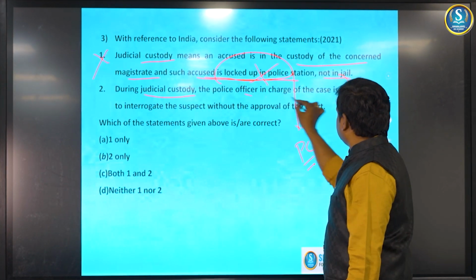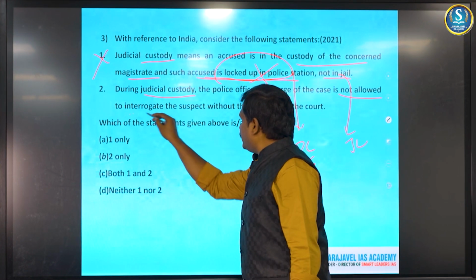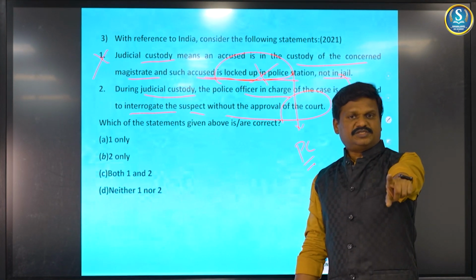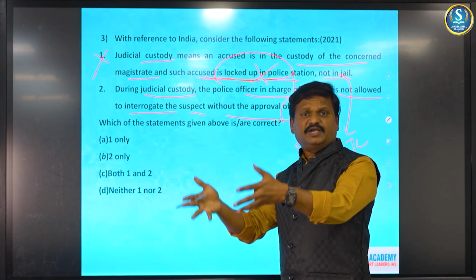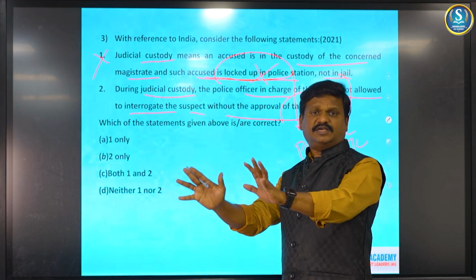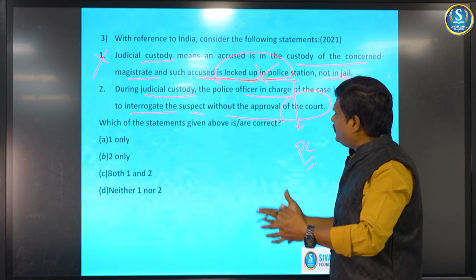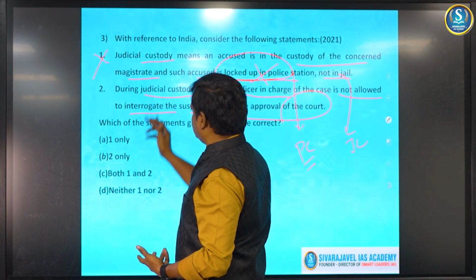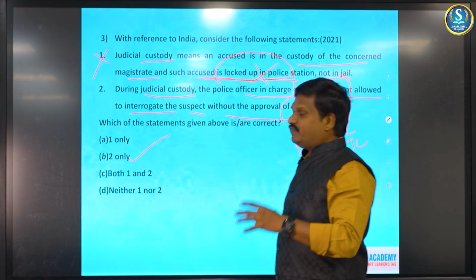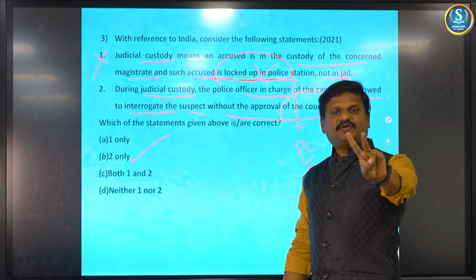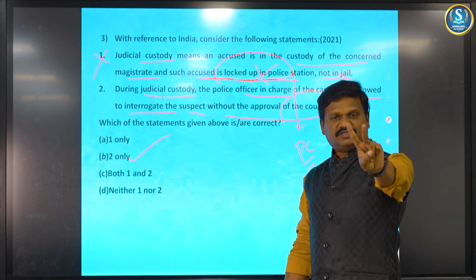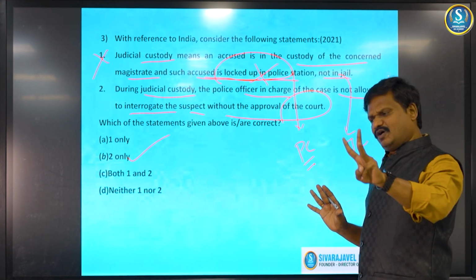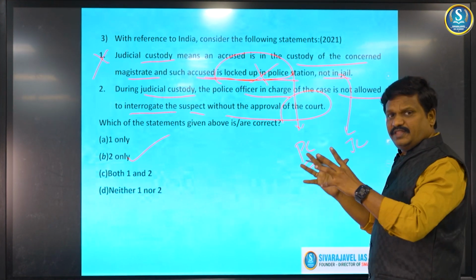Second statement: in judicial custody, a police officer is not allowed to interrogate the suspect without the approval of the court. This is very common sense. If somebody is under judicial custody, the judiciary will have to permit the interrogation to be done by the officer. Otherwise, the interrogation cannot be done by the officer. So this is a very logical, commonsensical question, and therefore the answer is what? 1 is wrong, 2 only is the right answer. So first question, conceptual clarity. Second question, comparison of the Indian Constitution with a world constitution, that is the British Constitution, and third question is on common sense, right? Common sense will be tested, which will not be there in the standard textbook.